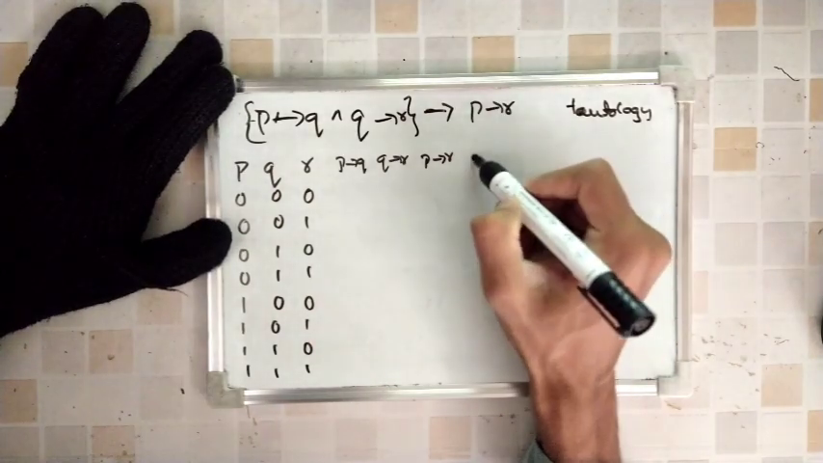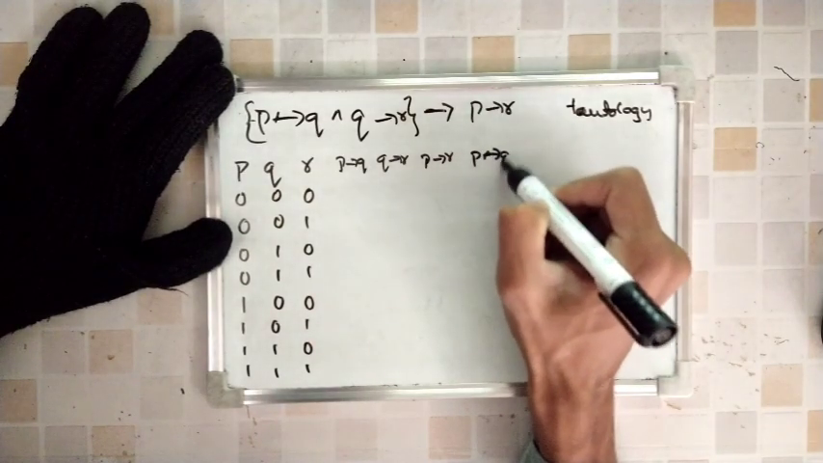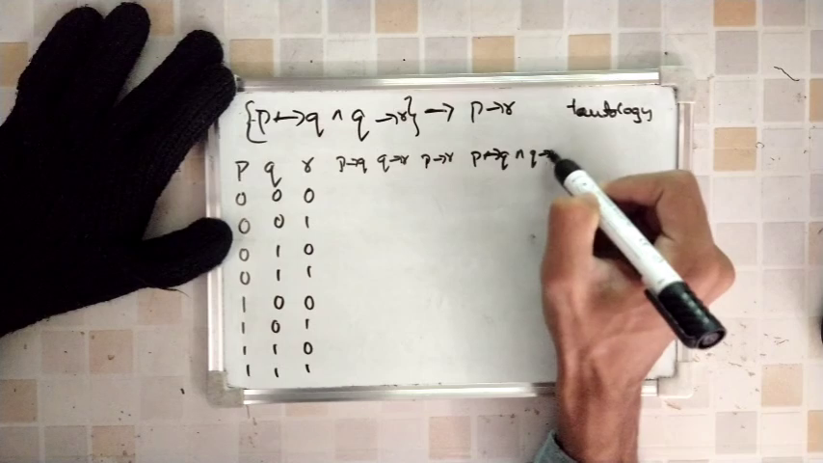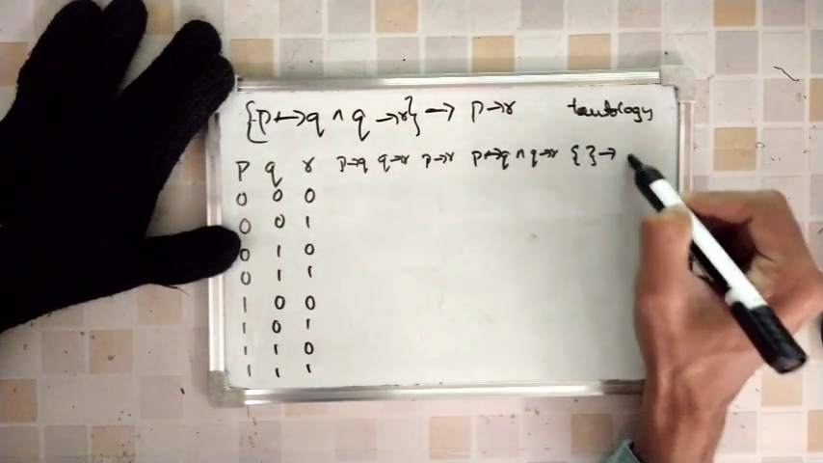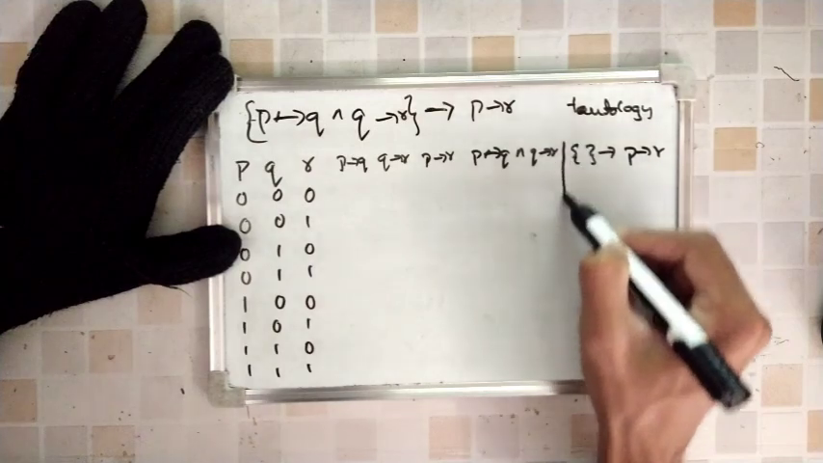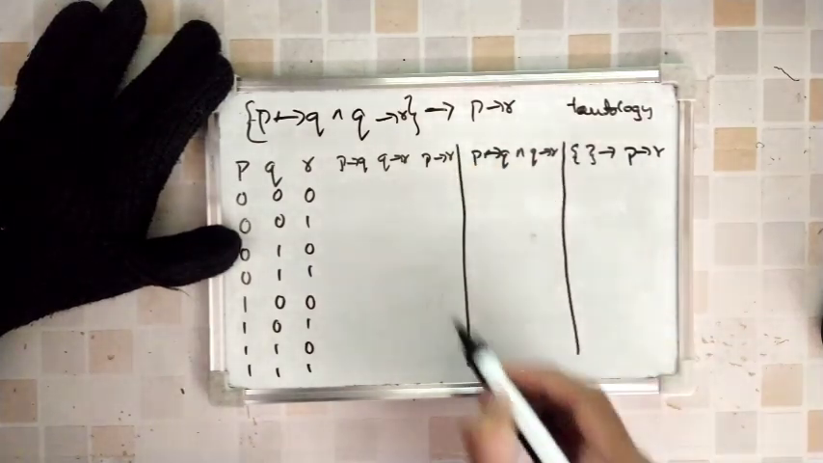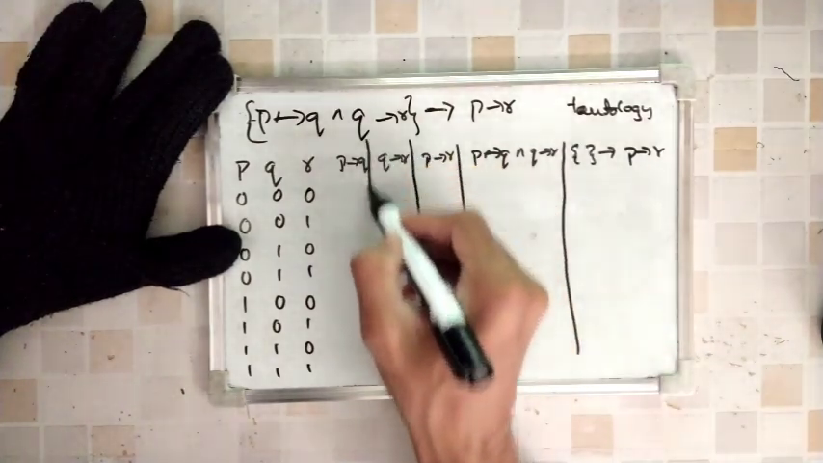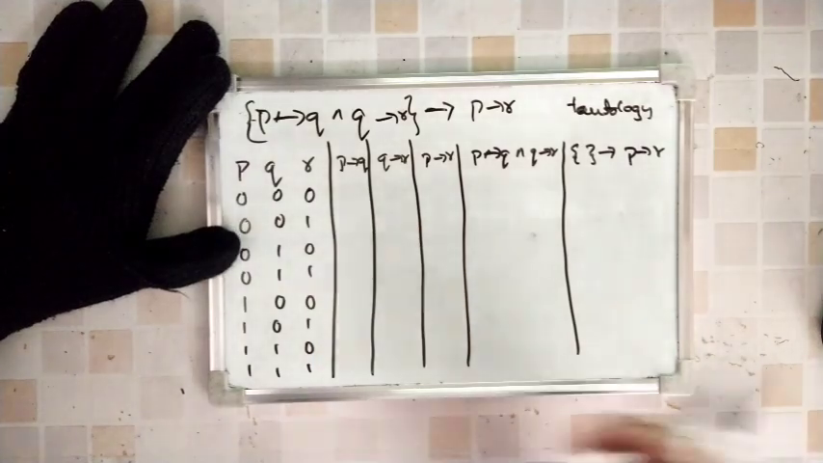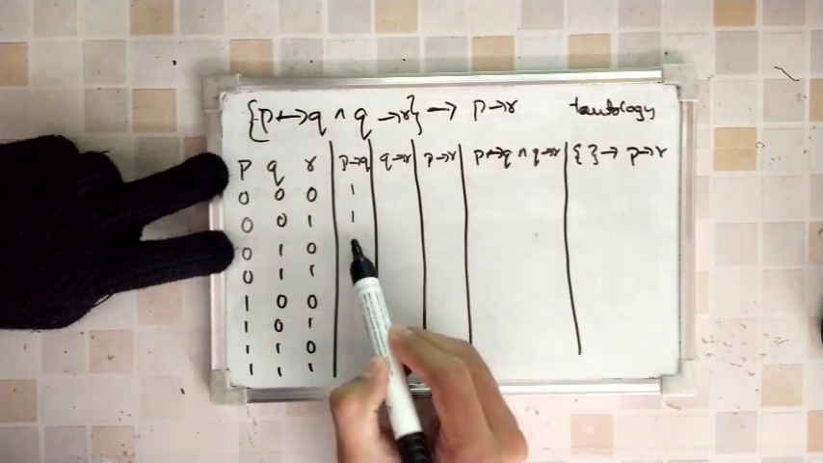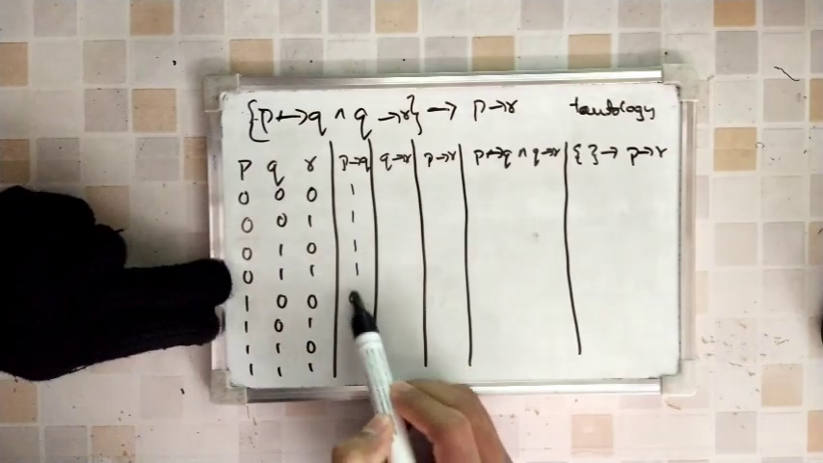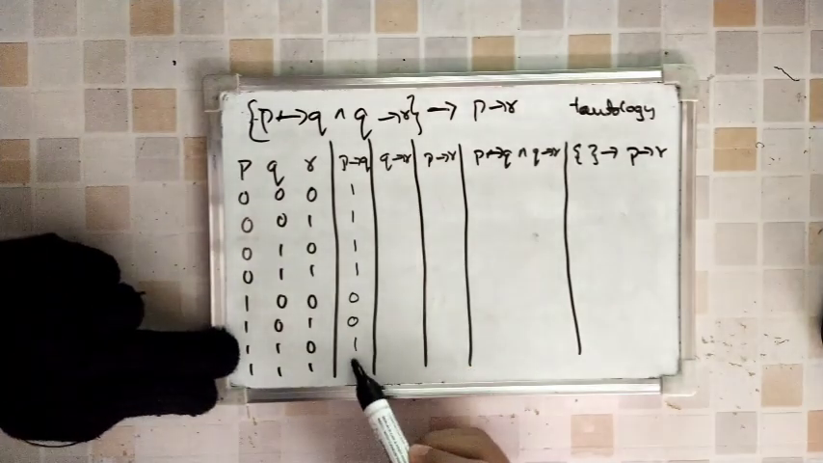Then I will take p implies q and q implies r, then I will take this whole thing implies p implies r. Okay, now p implies q: 0 to 0 is 1, 0 to 0 is 1, 0 to 1 is 1, 0 to 1 is true, 1 to 0 false. Why? Because it is decreasing. 1 to 1 true, true, true.